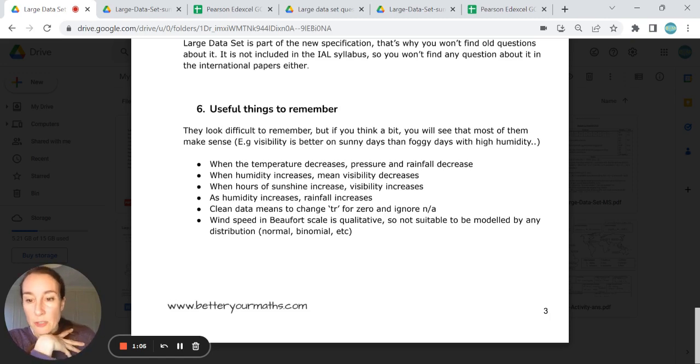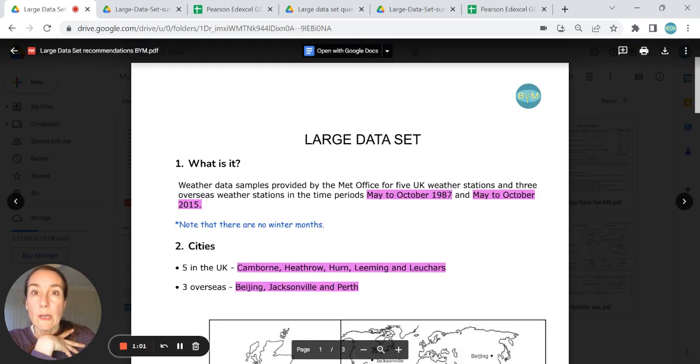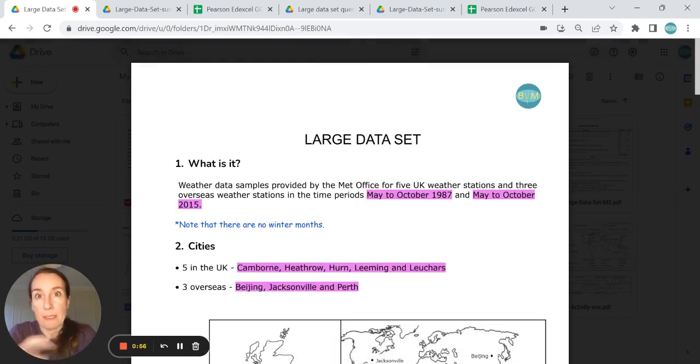So this is for you to have a look and see if it helps, because it's a lot of information, and this is a way of having that information in one place and seeing what you can remember from it. Yeah, I hope that helps.